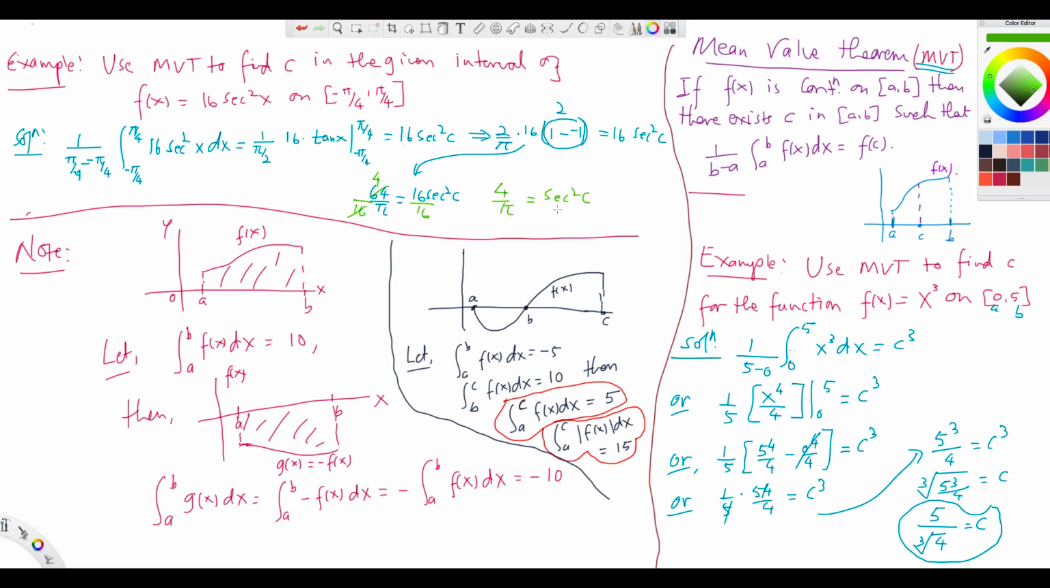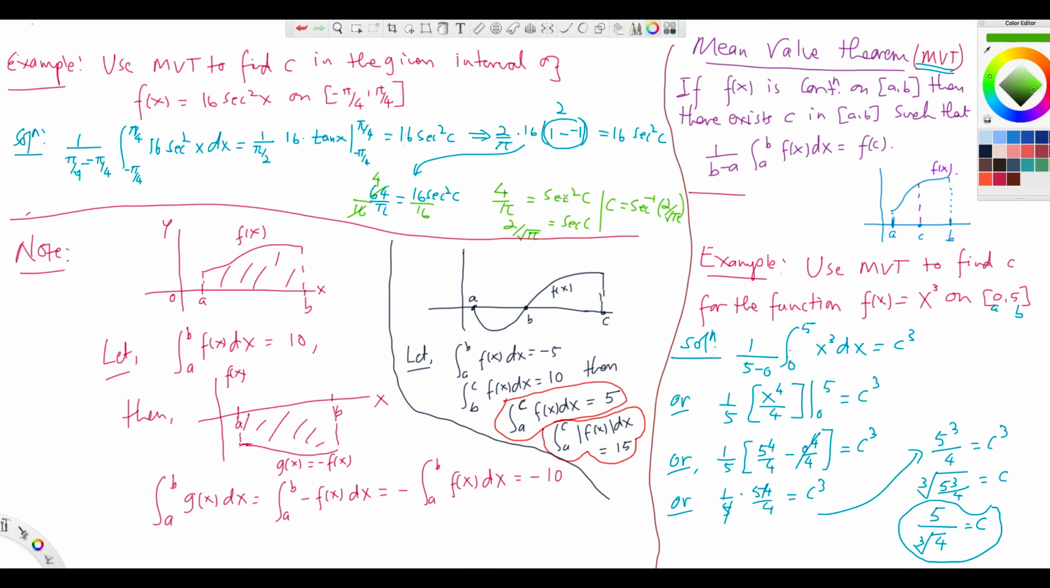Okay, so how do I solve this? Take the square root. You will get 2 over root pi, right? Because I'm taking the square root on both sides. 2 over root pi equals secant c, and then take secant inverse on both sides, or arcsecant on both sides. Therefore c equals secant inverse 2 over root pi. That is the final answer.